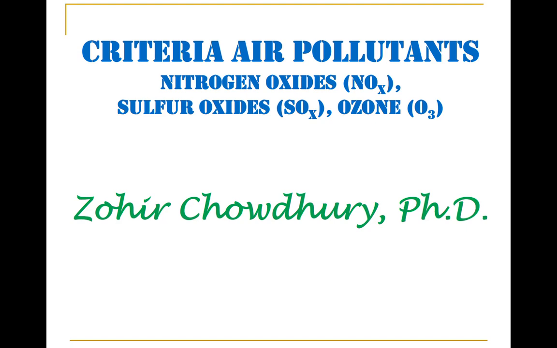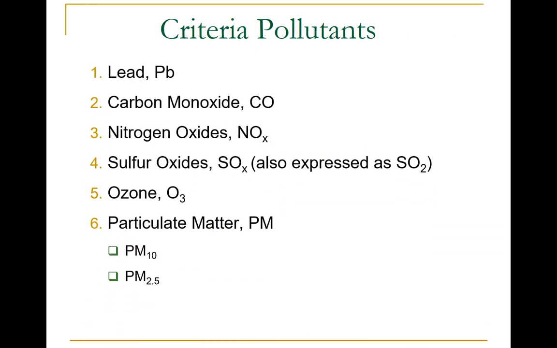Hello everybody, my name is Zohir Chaudhary and today's topic is about criteria air pollutants, and we'll be focusing on three criteria air pollutants: nitrogen oxides or NOx, sulfur oxides or SOx, and ozone O3. So there are six criteria air pollutants: lead, carbon monoxide, nitrogen oxides, sulfur oxides, ozone, and particulate matter PM10 and 2.5. And as I mentioned in the introductory slide, our focus will be on nitrogen oxides, sulfur oxides, and ozone.